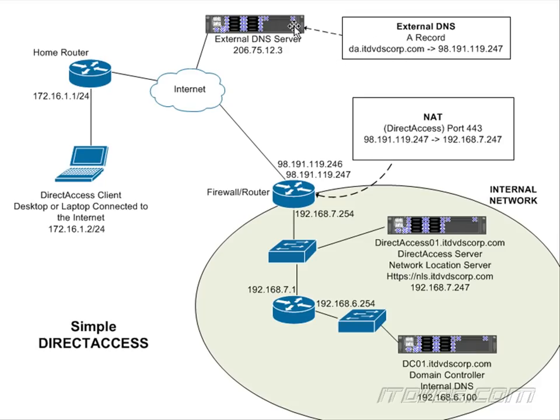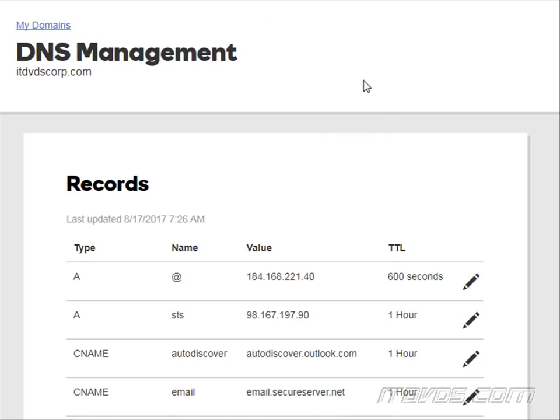And external DNS, it's important to know, is different from internal DNS. External DNS is accessible out on the internet. And internal DNS is what we query when we're connected to our internal network. So it's very simple. We're just going to create an A record, and it's going to resolve to the public IP that we want to use for our DirectAccess server. In my case, it's 98.191.119.247.